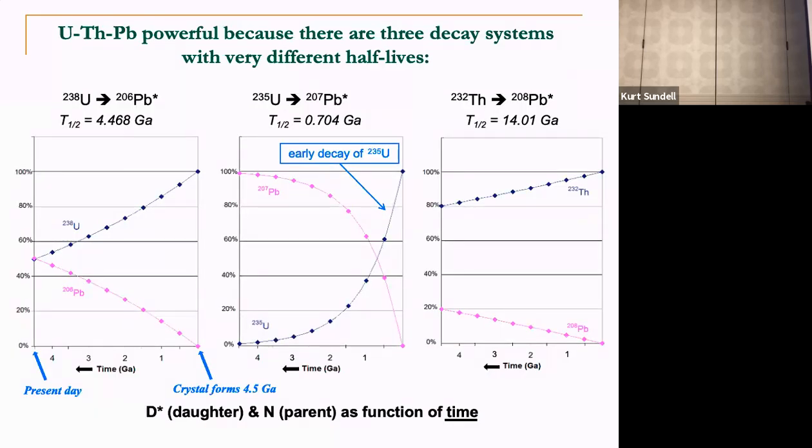Okay, so the reason why uranium, thorium, lead is so powerful is because we have these three different clocks and they're all ticking at different rates. And so we can use them to answer different questions about different minerals through time. So what I'm showing here is time on the x-axis, going from the formation of Earth all the way to present day.